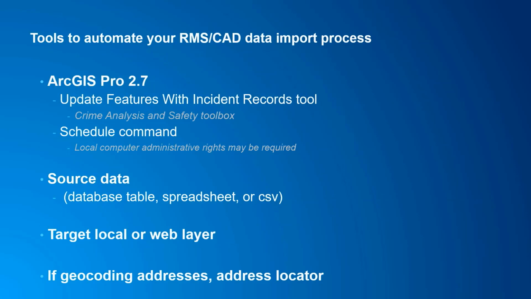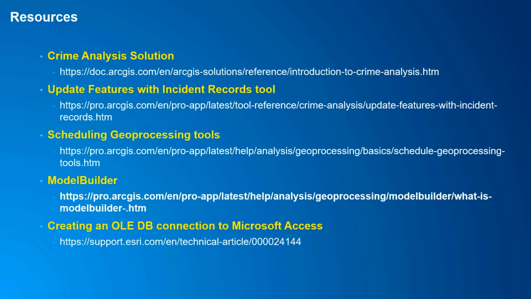Just to recap, we used ArcGIS Pro 2.7 and the scheduling tools, the Update Features with Incident Records tool, and to learn a little bit more about those various capabilities, here are some resources to the help documentation for the crime analysis solution, for the Update Features with Incident Records tool, and a little bit more on learning how to schedule geoprocessing tools and build models.